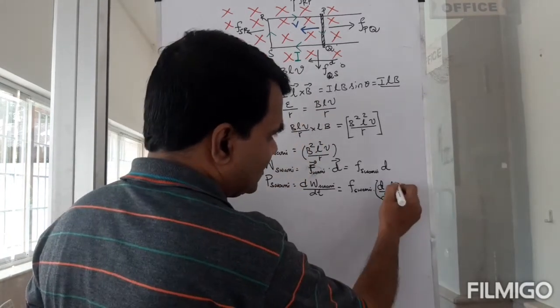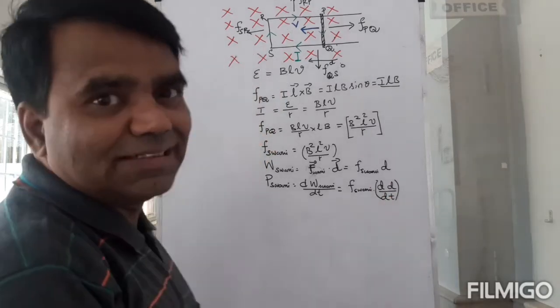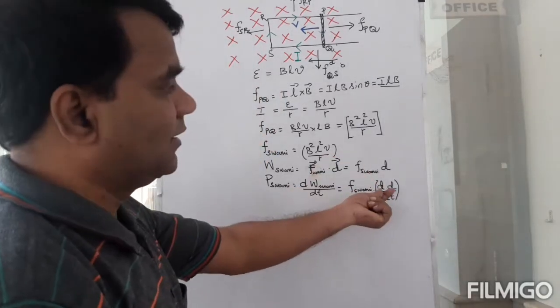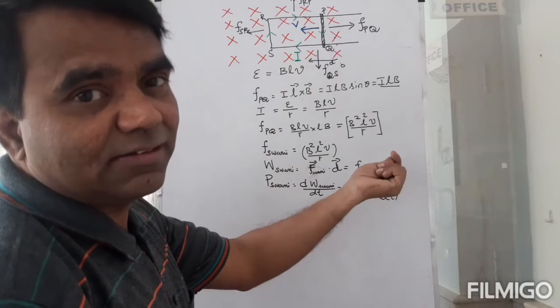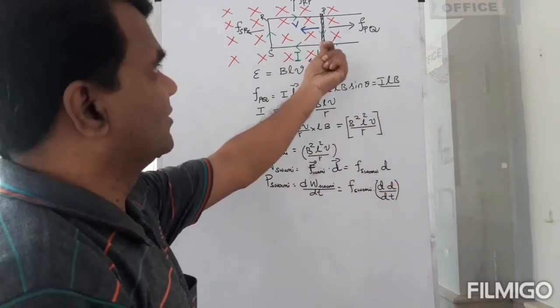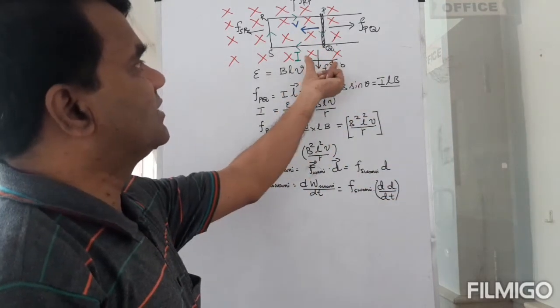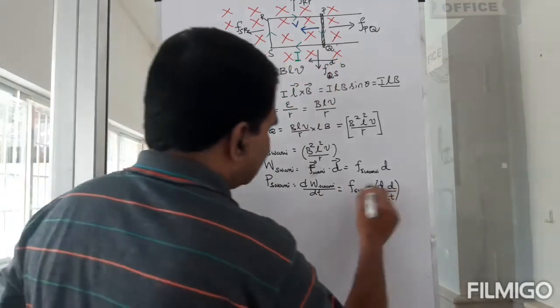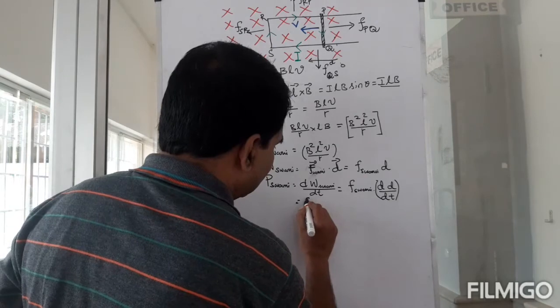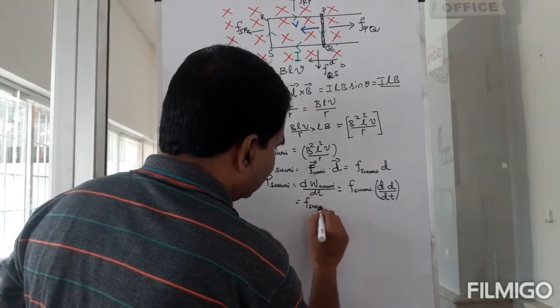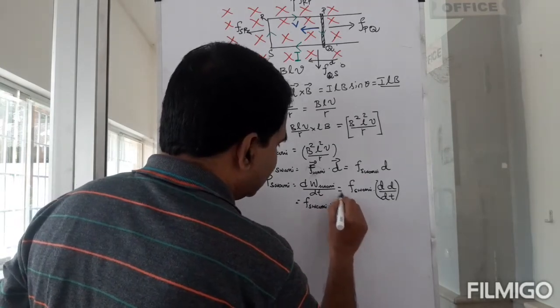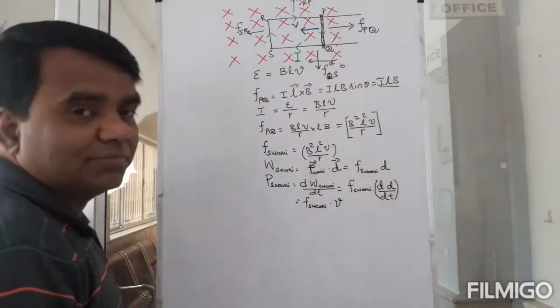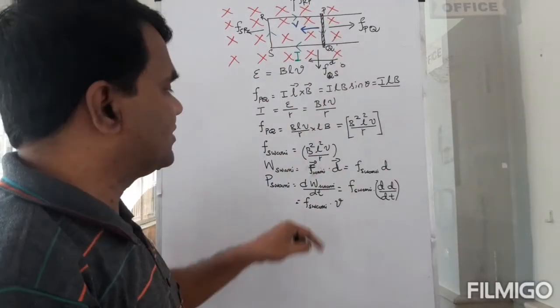So what is this quantity? dx by dt. That is v, velocity, the speed with which this distance is changing. That's velocity. So this is going to give me F into this speed finally. So the power is this.